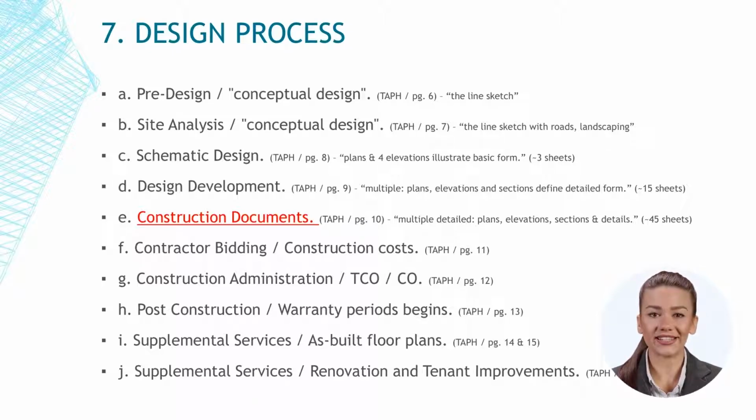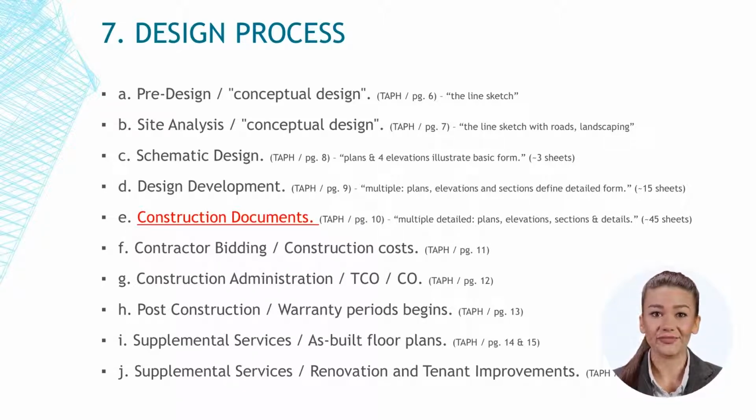E. The construction documents phase is further developed and refined with multiple detailed plans, elevations, sections, and details. For example, 45 to 60 sheets. Note, the completion of the construction documents, known as CDs, is a significant milestone. Once signed and sealed by the architect, the drawings are formally submitted for a building permit. The authority having jurisdiction will conduct their plan review over a series of resubmittals, as required, and ultimately approve.